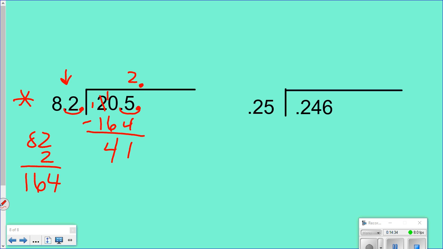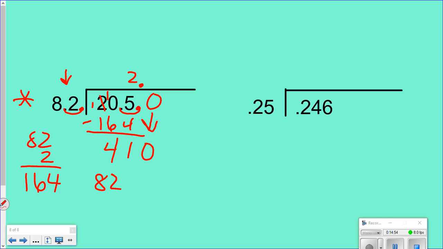If I run out of numbers to bring down, what can I do? Nolan? I can add as many zeros as I want. You are correct. Let's add a 0. Okay, because zeros don't change a number. You can just keep adding them. They don't change the number. Let's bring down the 0. Now we have to figure out how many times 82 goes into 410.